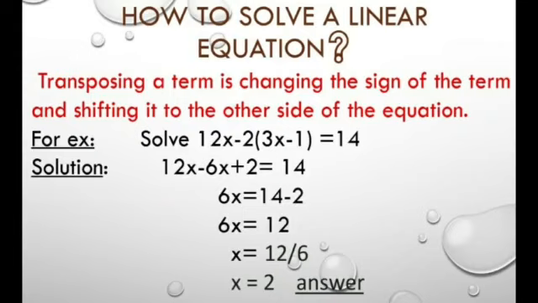Now for example, if we have to solve 12x minus 2(3x minus 1) is equal to 14. So in that case, first we have to open the bracket. When we open the bracket, then it will be 12x minus 6x plus 2 is equal to 14. Now 12x minus 6x will be 6x. When we transpose 2 to right hand side, it is positive, so it becomes negative. So 14 minus 2 will be 12. 6x is equal to 12. Now when we transpose 6 from left hand side to right hand side, we have to divide. So x is equal to 12 by 6, which is 2. Value of x will be 2.